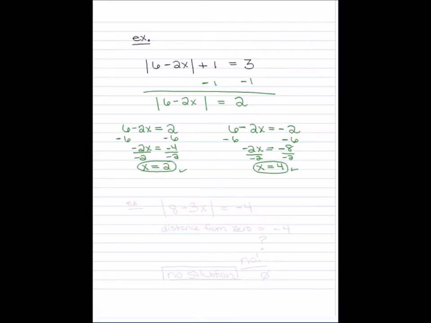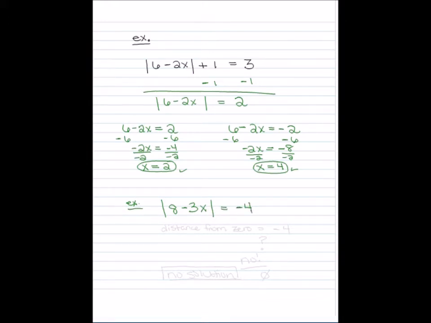And one more example I want to point out: let's say I have the absolute value of 8 minus 3x is equal to negative 4.